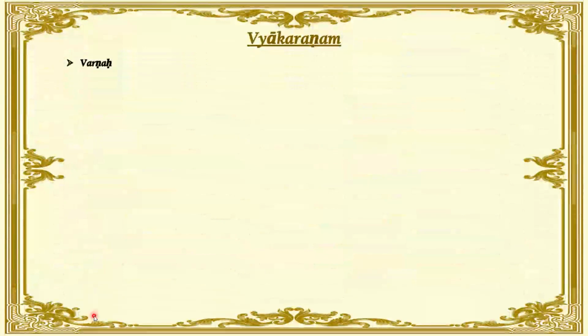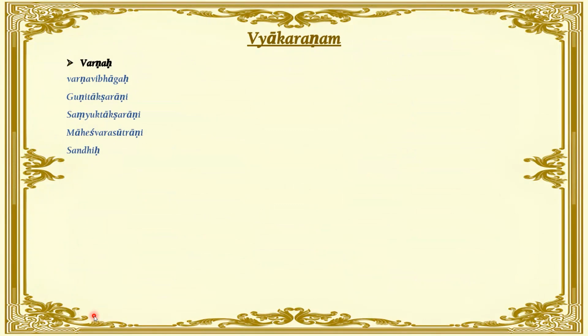So as I said, the grammar topics can be divided into three levels. On the Varna level, we have the Varna Vibhaga, so that we have the vowels and the consonants. In vowels also, some are independent vowels, some are combinations. In the consonants also, some are Alpaprana, some are Mahaprana, some are Mridu Vyanjana, some are Karkash Vyanjana. So those things are there. We will see that.